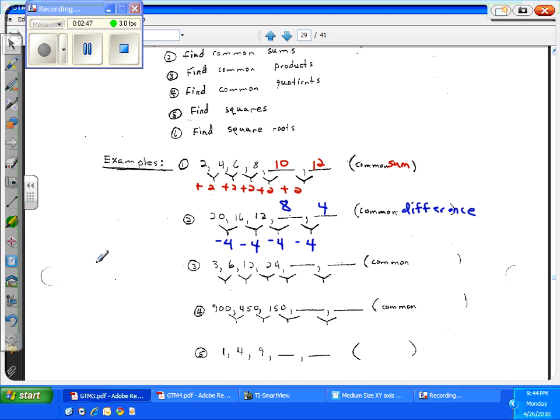3, 6, 12, 24. Well, that's not the same sum. What you would do to go from 3 to 6, 6 to 12, 12 to 24 is to double. So that's a times 2, times 2, times 2. 24 times 2 would give us the next element, 48, times 2 would give us the next element, 96, and so on. And so we found a common factor, which will result in these new products.